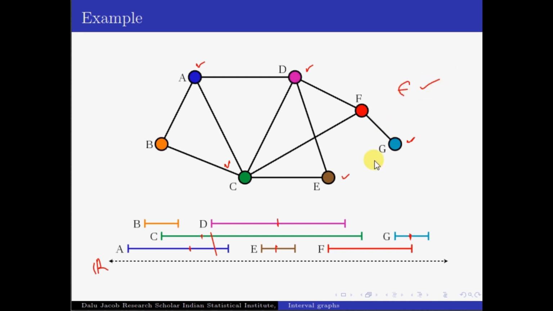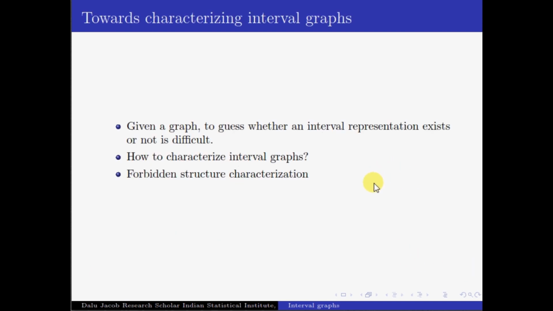Here the interval representation was given to you, so it was easy to verify, and it was a graph on not many vertices, only 6 or 7 vertices. But if the number of vertices is more, suppose that there are n vertices and n is a very huge number, then to guess whether that particular graph has an interval representation or not is not an easy task. It will be very difficult. If I cannot find a representation, it doesn't mean that someone else cannot. It can exist, right?